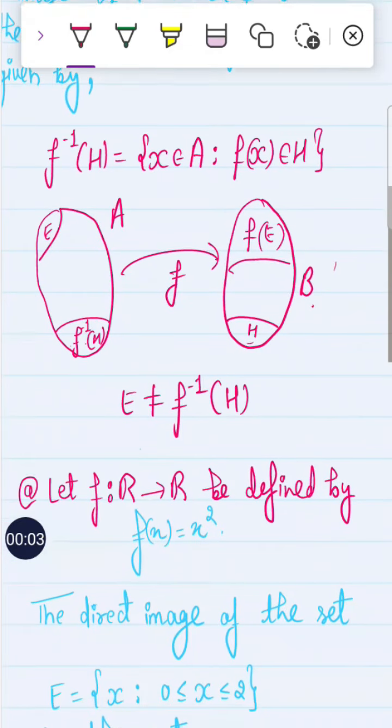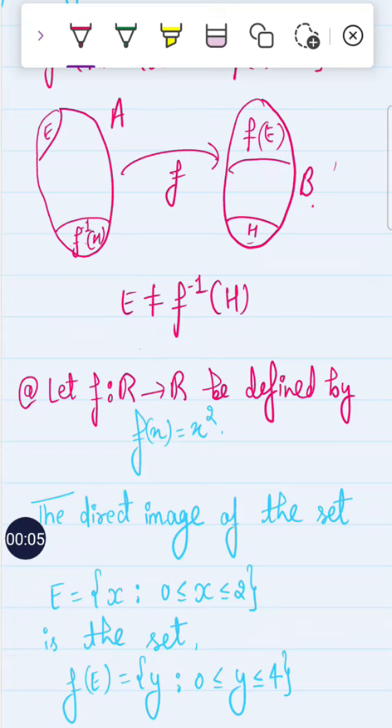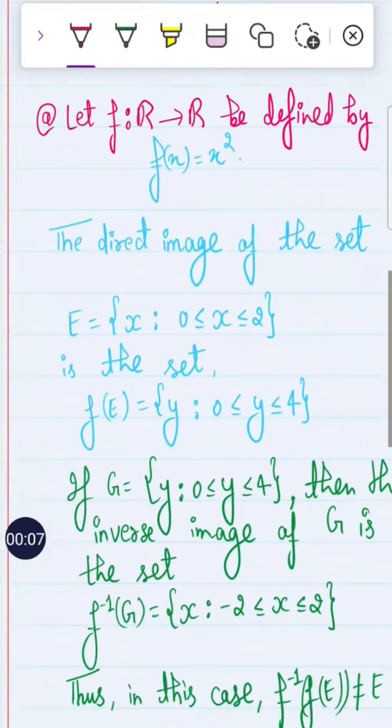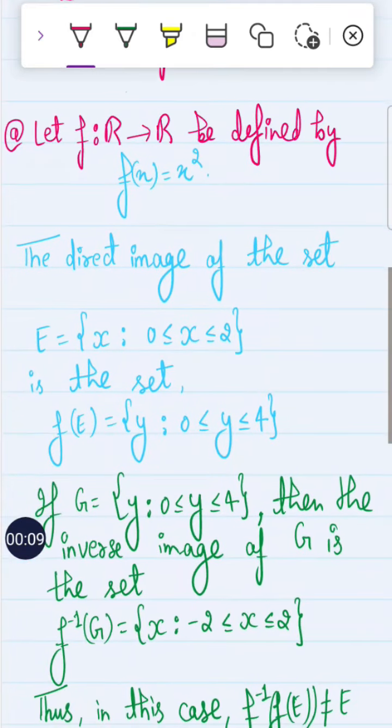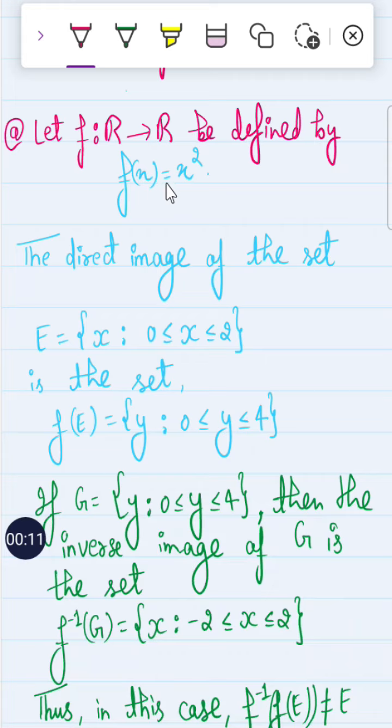Now f inverse of h is this. So now let us define an example of this function, which is f(x) = x². The direct image of the set: let E = {x such that x is between 0 and 2}, that is, [0, 2]. This is the set f(E).